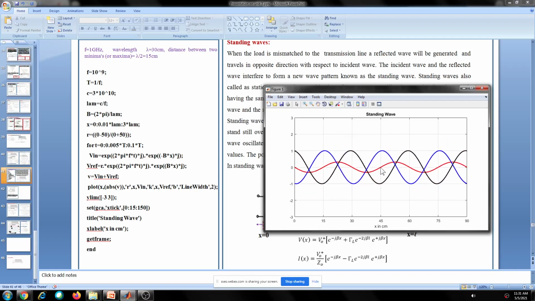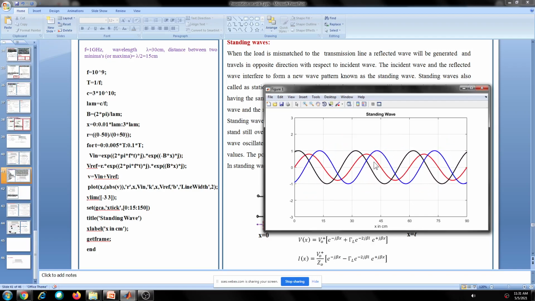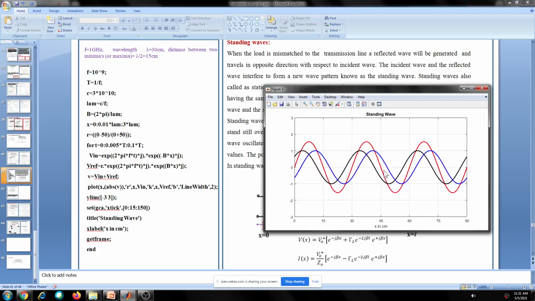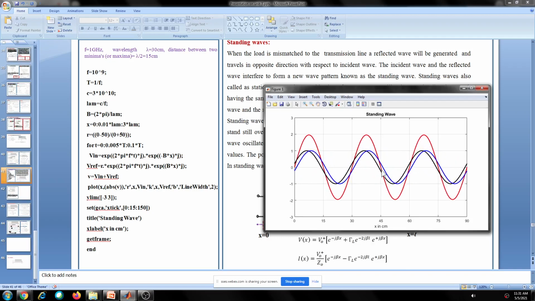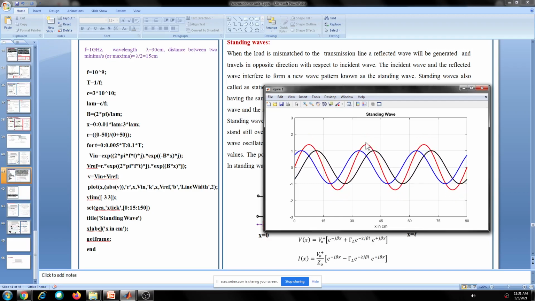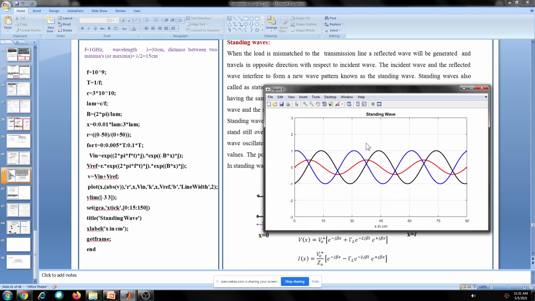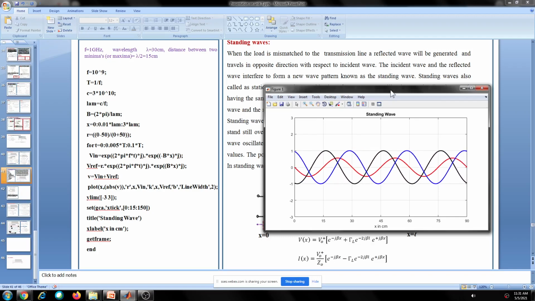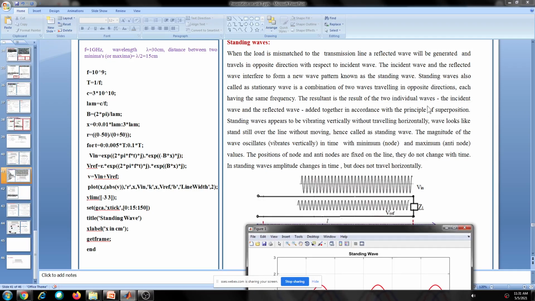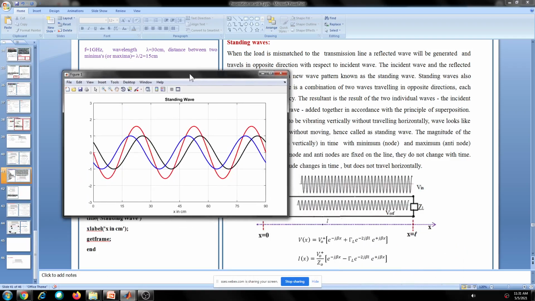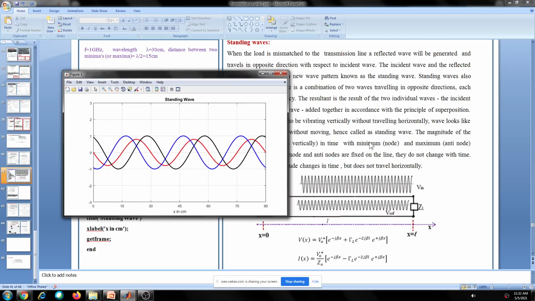This red color one is called the standing wave. It is a superposition of the reflected wave and the incident wave. It looks like it stands still but oscillates in amplitude without moving horizontally. That is called a standing wave. So this is what I have written. The same thing I have said till now, I have explained here. If they ask what a standing wave is, you should explain this.